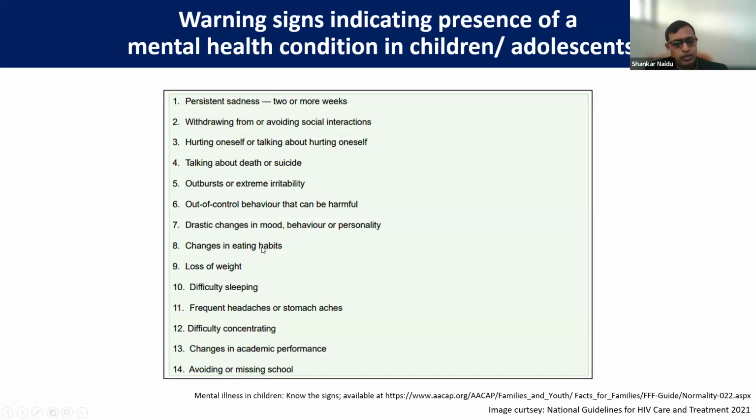changes in eating habits, loss of weight, difficulty in sleeping, frequent headaches or stomach aches, like various somatic symptoms, body aches, stomach aches, and headaches, difficulty concentrating either at school or at home, changes in academic performance, and avoiding or missing school. If any of these 14 manifestations is noted in a patient in this age group, then we should be screening them for the presence of underlying depression.